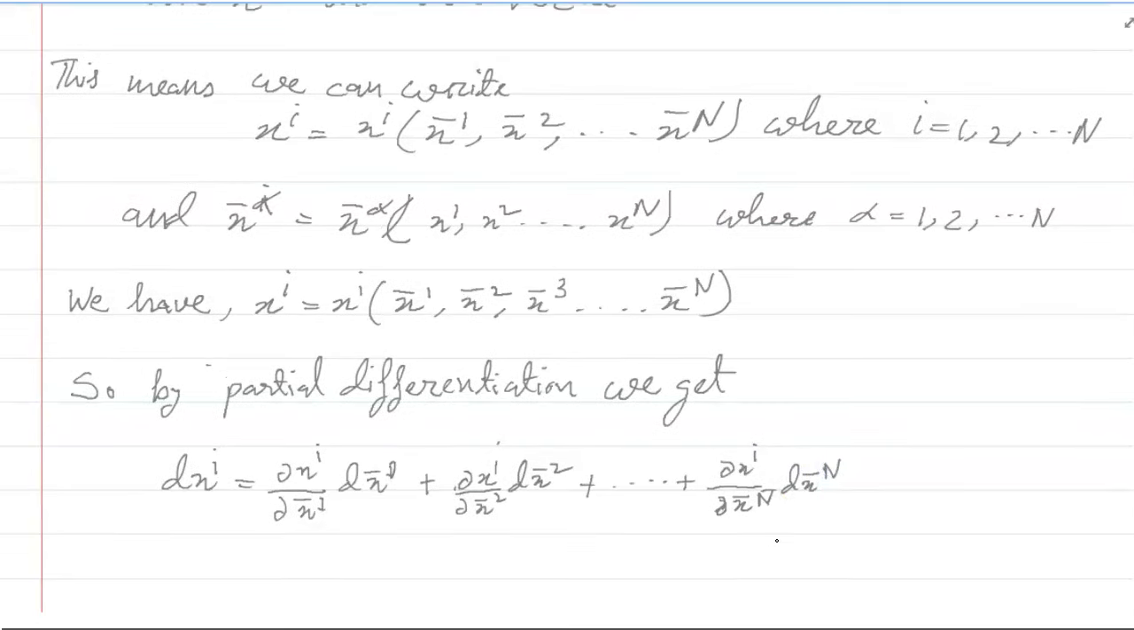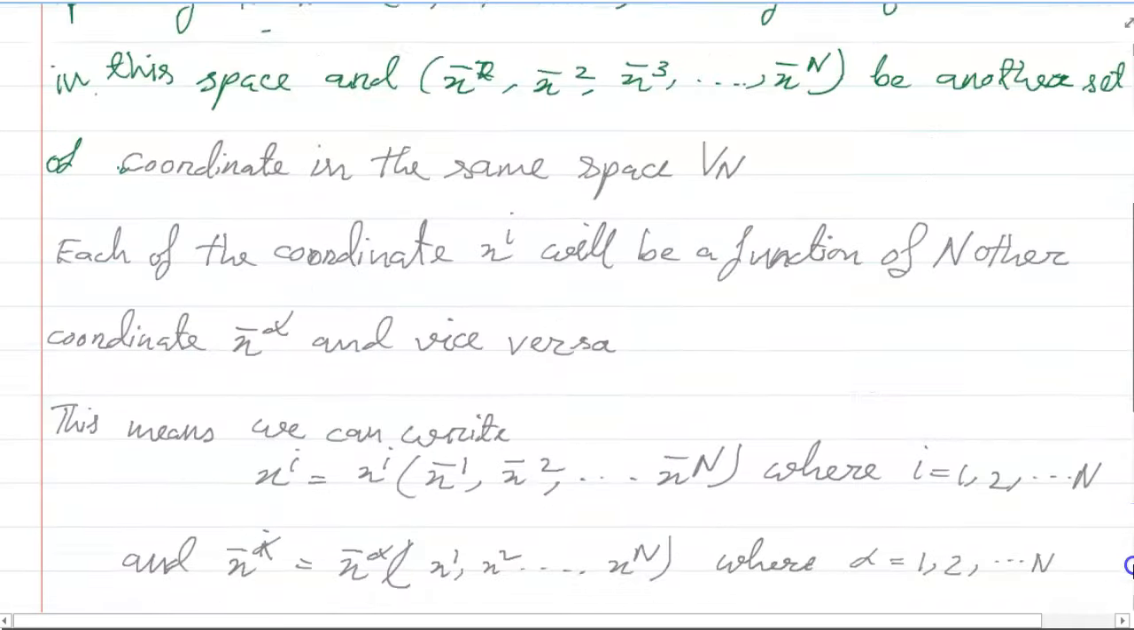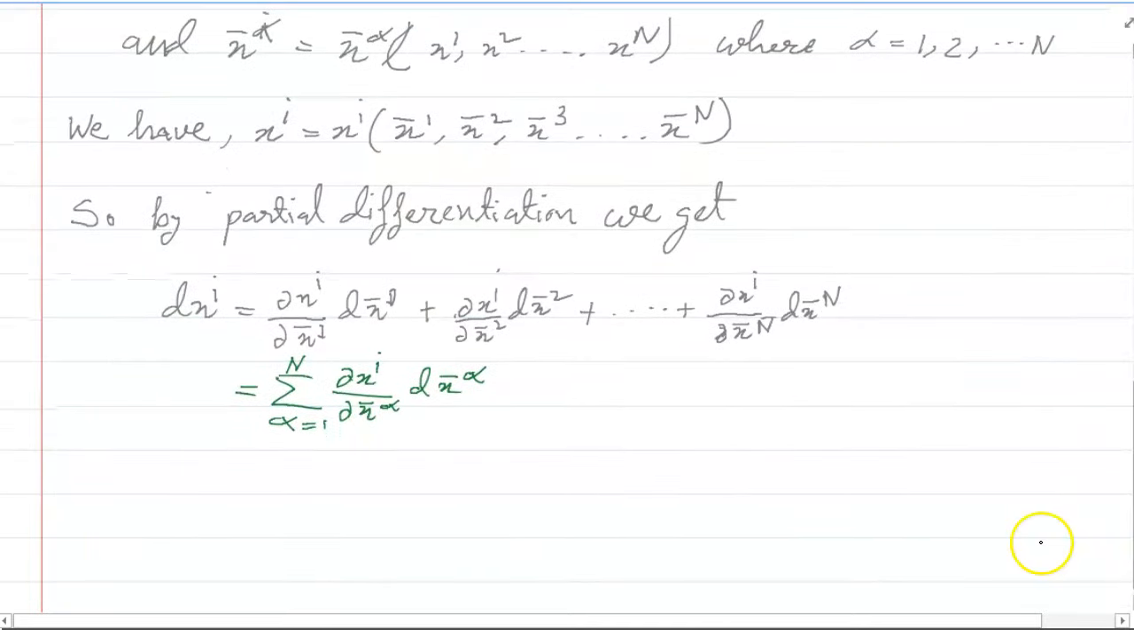So friends, these equations can be written as dx^i = summation over α = 1 to n of ∂x^i/∂x̄^α dx̄^α. So friends, I have discussed the space of n dimensions very briefly. Now I want to discuss tensors.